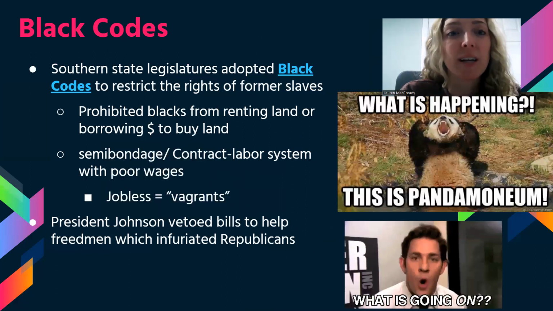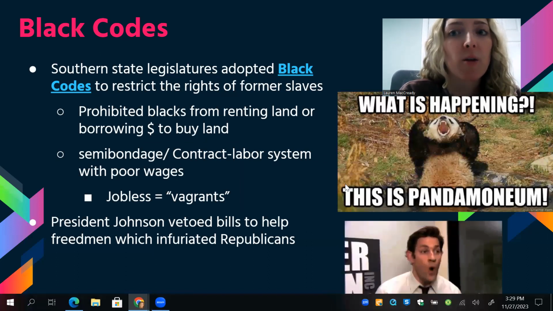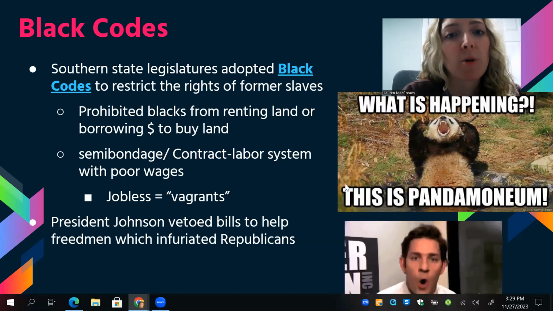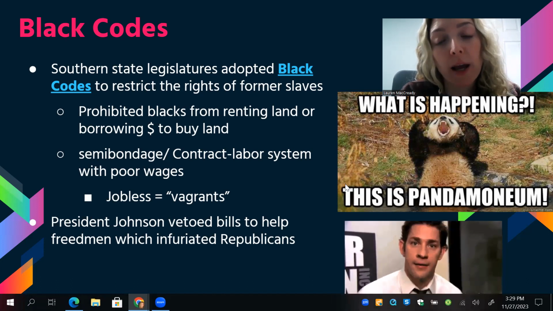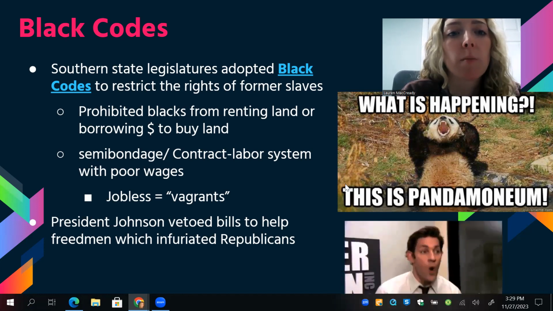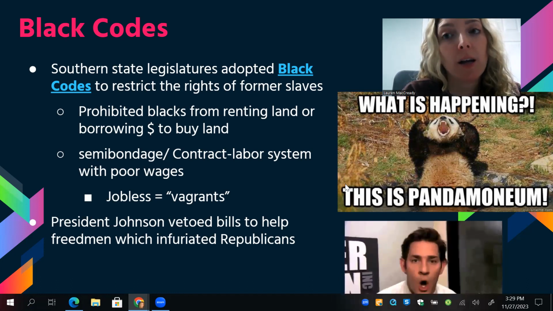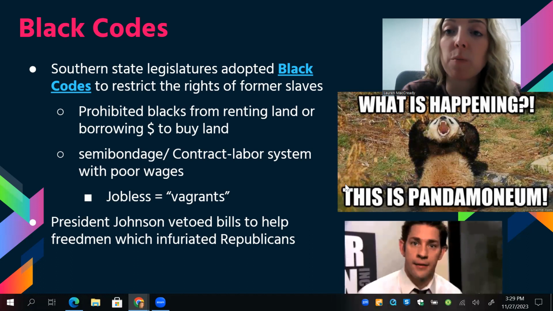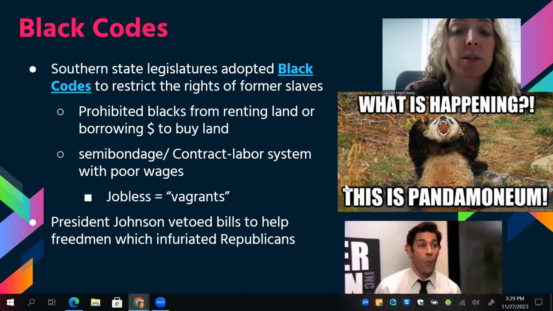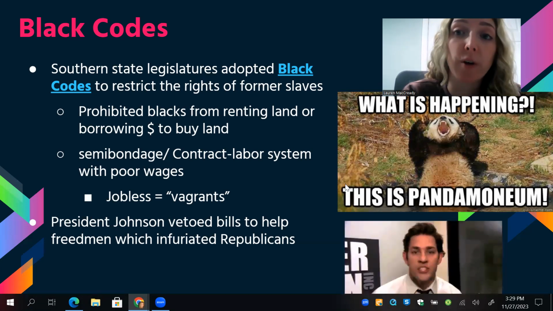On top of it, the southern states start passing what's called black codes. Black codes are kind of like what replaces the slave codes. So if you remember that, you can kind of understand what black codes are. They're just to restrict the former slaves. So it prohibits them from renting or owning their own land, or borrowing money to get their own land. And we'll talk about the semi-bondage contract labor system more in a little bit. But they also pass laws that if you are jobless, you are considered a vagrant and can be put in prison.